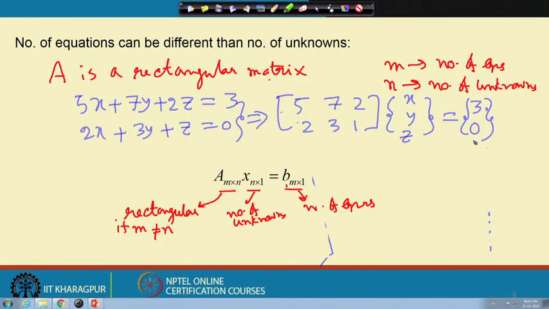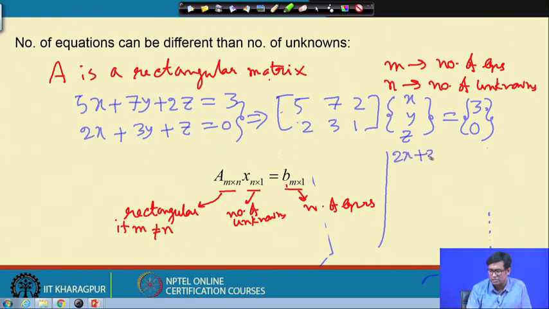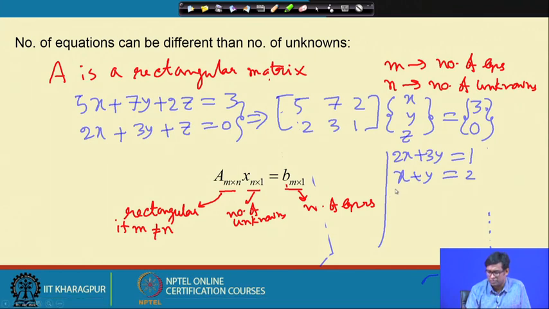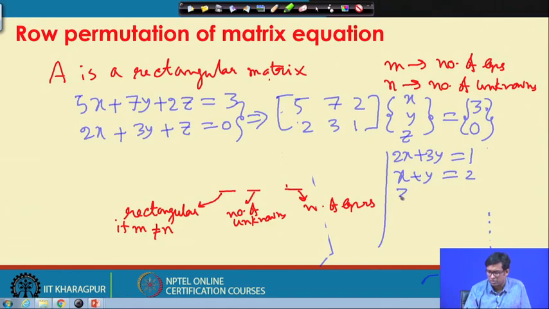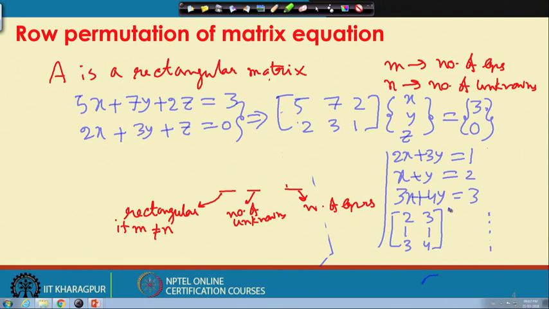Similarly, there can be a case where the number of equations is more than the number of unknowns. For example, we can see another case where we have 2x plus 3y is equal to 1, x plus y is equal to 2, and if we add them we get another equation 3x plus 4y is equal to 3, and this can be expressed as 2 3, 1 1, 3 4, times x y is equal to 1 2 3.